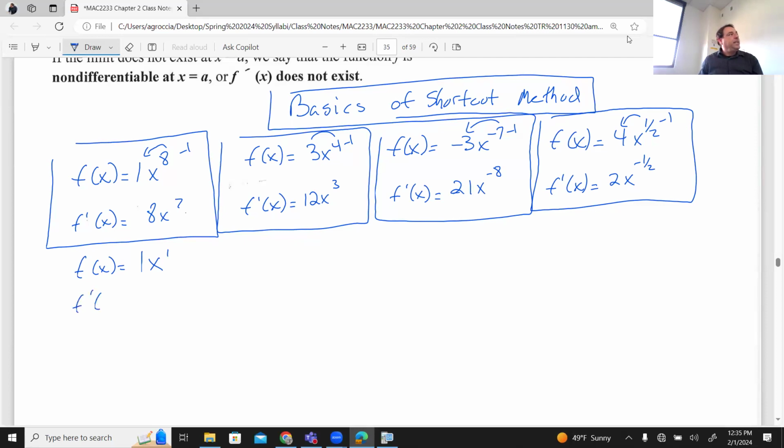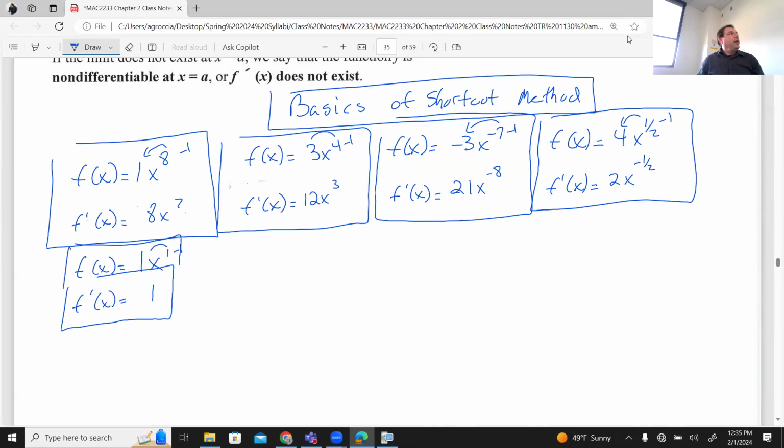So if we take the derivative, what's 1 times 1? 1. And then what do you do to the exponent? Subtract 1. What's 1 minus 1? 0. X to the 0 means there are no more x's. So your answer is 1. Okay, let's extrapolate that a bit.